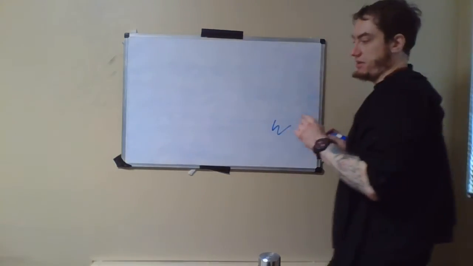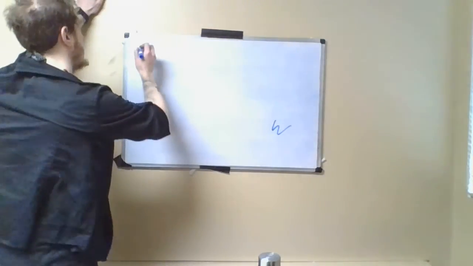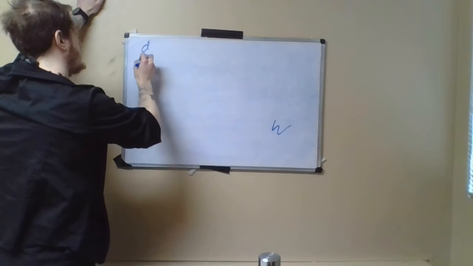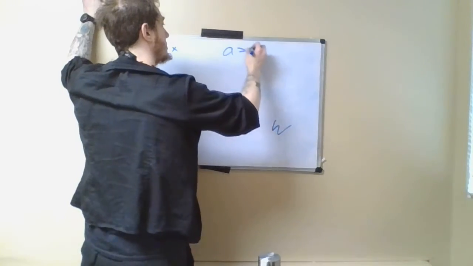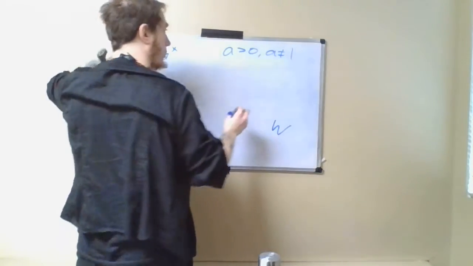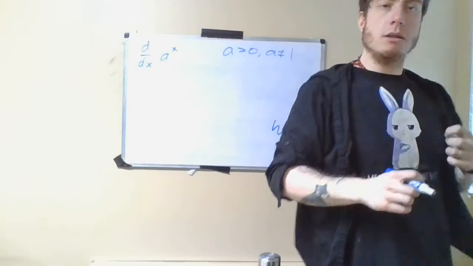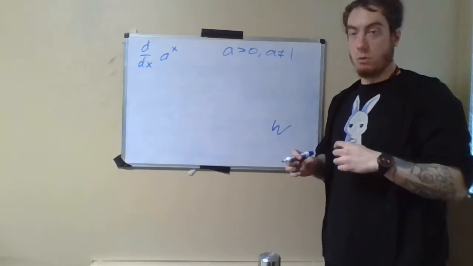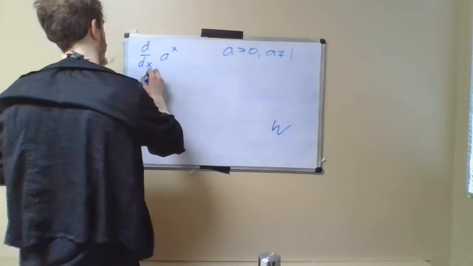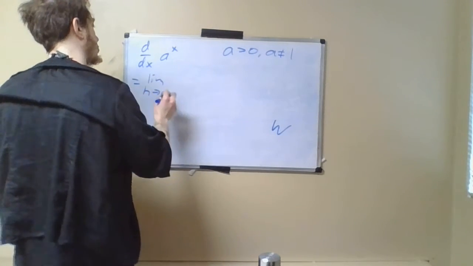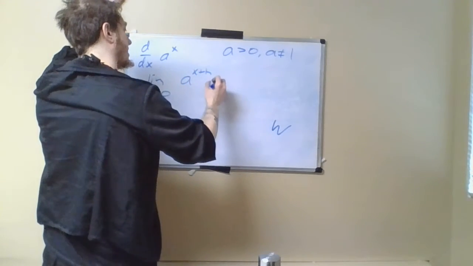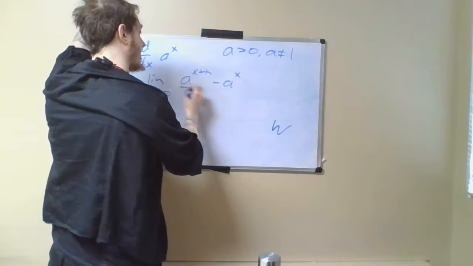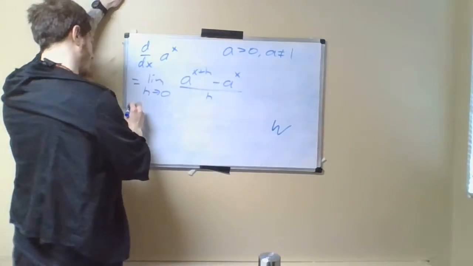So I want to think about taking derivatives of exponential functions. Now, suppose that I want to take the derivative of a to the x, where a is bigger than 0 and a is not equal to 1. Let's write down what this would be in terms of limits. Well, this would be the limit as h goes to 0 of a to the x plus h minus a to the x, all divided by h.